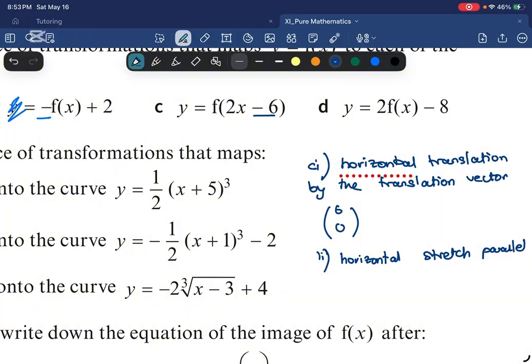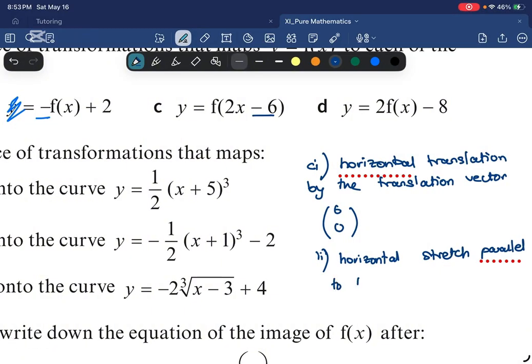parallel to the x-axis. So just use the sentences I gave you in the previous video. By a factor. If you have 2, then it's going to be 1 over b, right? 1 over bx means 1 over b is the factor. So by a factor of 1 over 2. That is going to be the order.